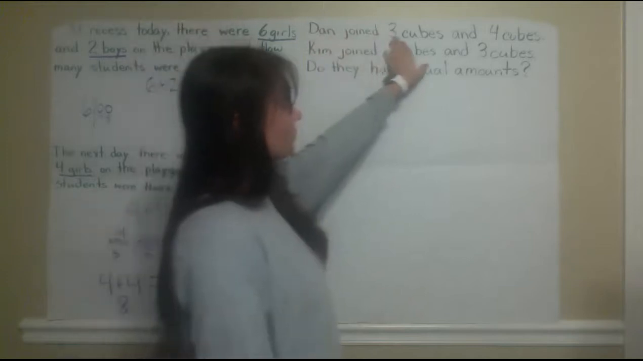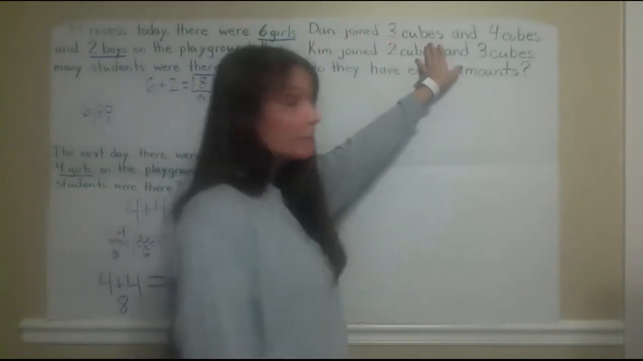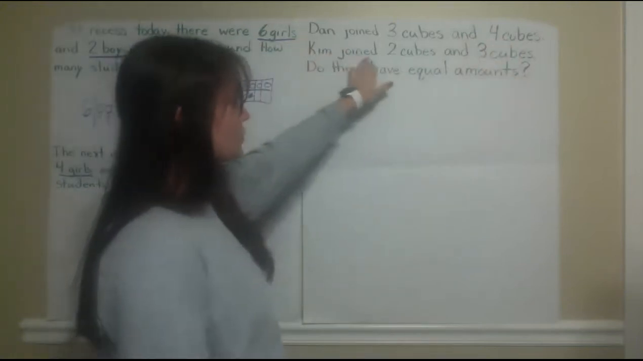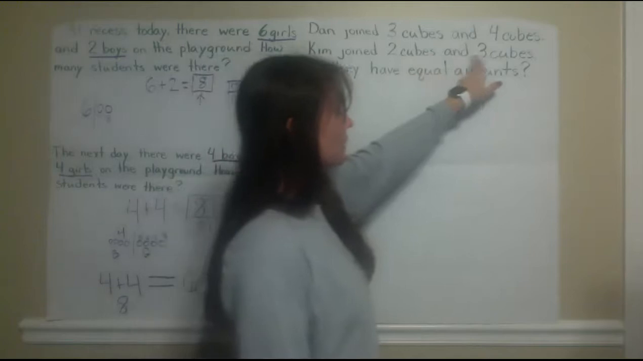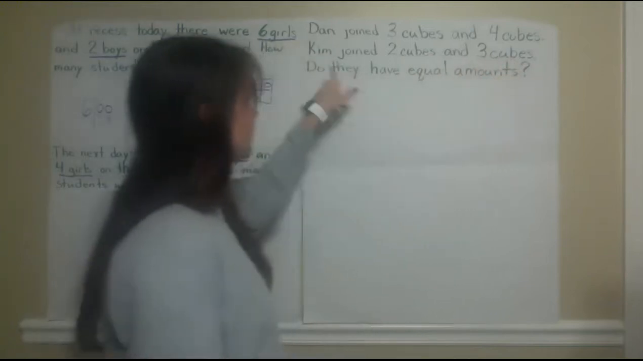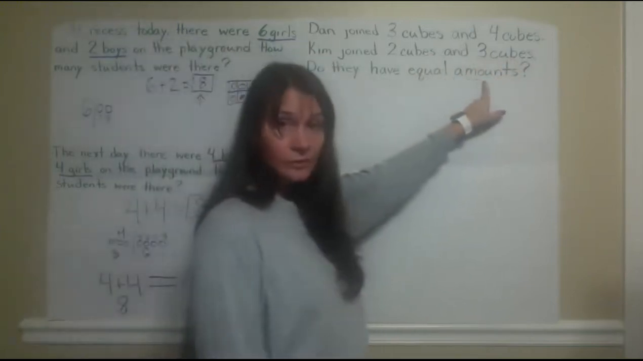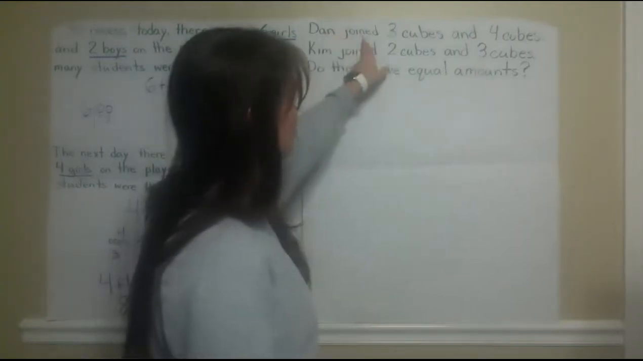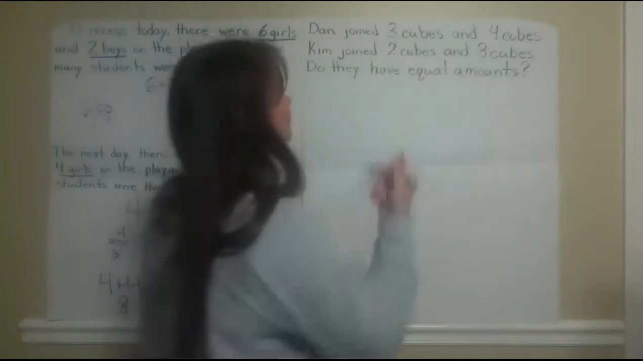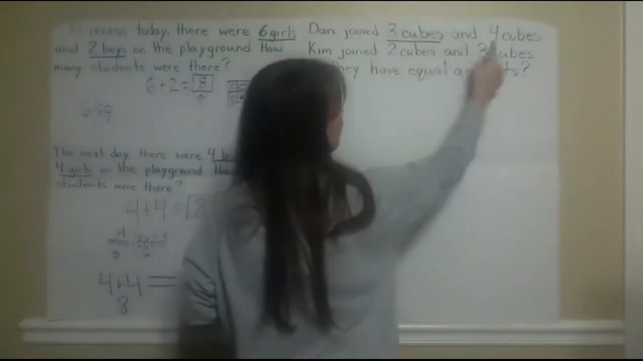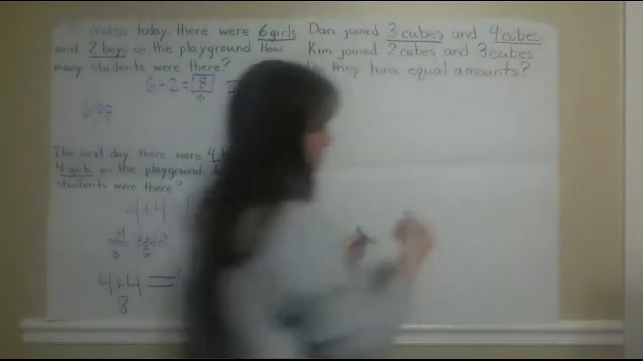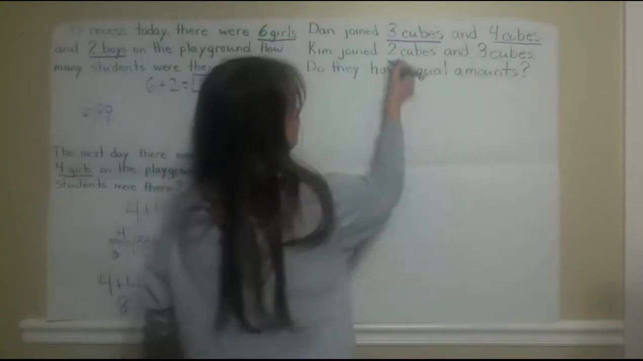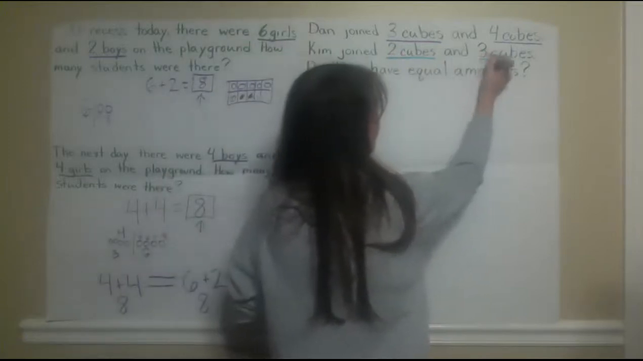Dan joined 3 cubes and 4 cubes. Kim joined 2 cubes and 3 cubes. Do they have equal amounts? Let me try that again. Dan joined 3 cubes and 4 cubes. And Kim joined 2 cubes and 3 cubes.